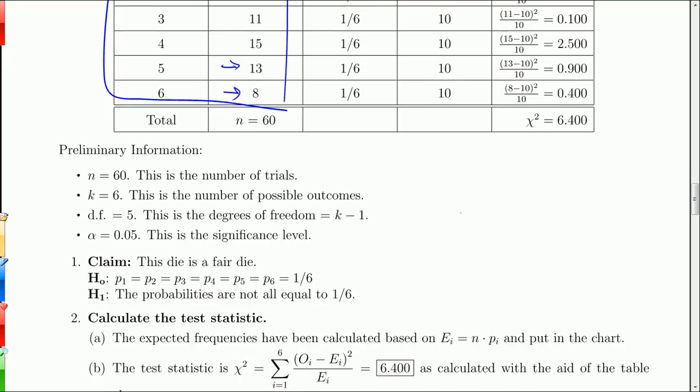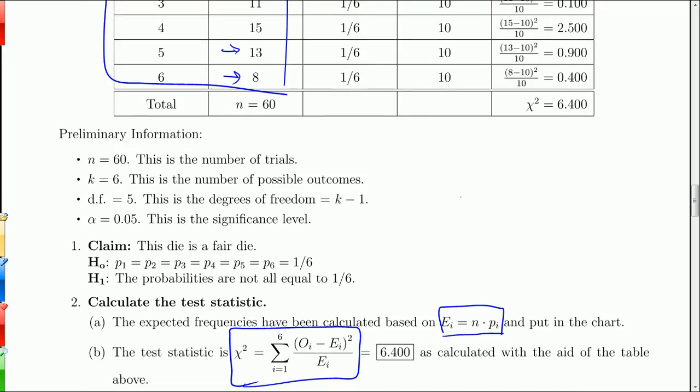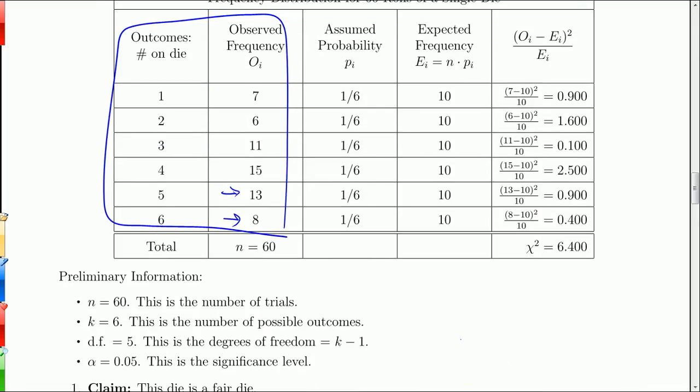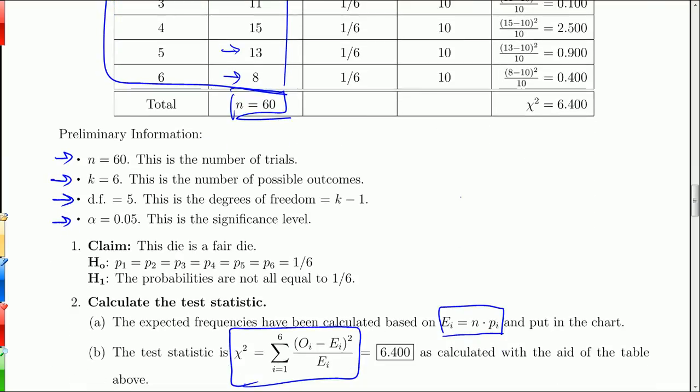So some preliminary information, and we're looking at this test statistic. We need to know these variables. N is the number of trials, so N is 60. K is 6. That's the number of different outcomes. Degrees of freedom is K minus 1, so that's 5. And the significance level is 0.05. So the claim is that the die is fair.